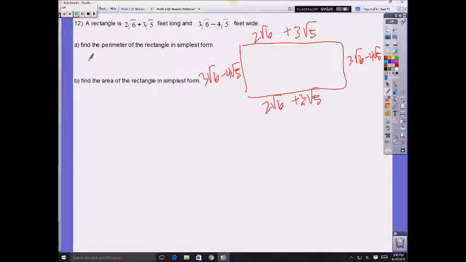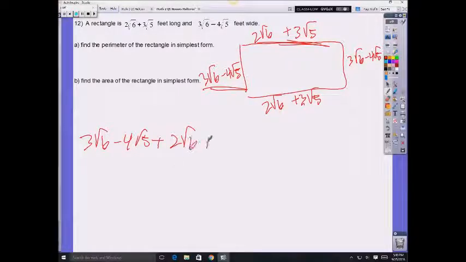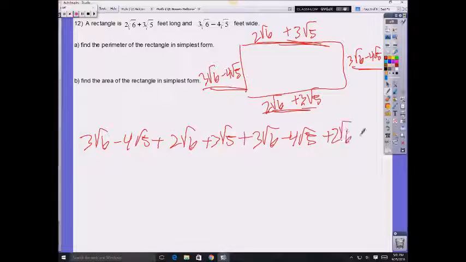So A, find the perimeter. That's this piece plus you add all the way around. So I'm going to start right here. So it's 3 square roots of 6 minus 4 square roots of 5. Add this piece right here on top: 2 square roots of 6 plus 3 square roots of 5. Add this piece on the side: 3 square roots of 6 minus 4 square roots of 5. Add this piece on the bottom: plus 2 square roots of 6 plus 3 square roots of 5.